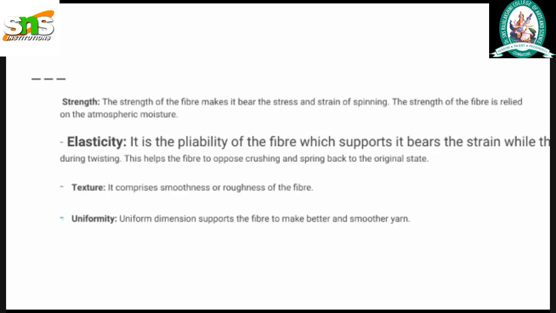Strength. The strength of the fiber makes it bear the stress and strain on spinning. The strength of the fiber is affected by atmospheric moisture. Elasticity. It is the pliability of the fiber which supports it in bearing the strain while twisting. It helps the fiber to oppose crushing and spring back to the original state. Texture. It comprises smoothness or roughness of the fiber. Uniformity. Uniform dimension helps the fiber to make better and smoother yarn.